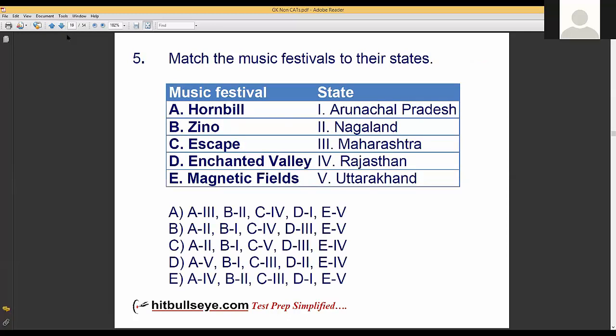Next, match the music festivals to their respective states. So this is a tough question. The Hornbill Festival is celebrated in Nagaland. The Ziro Festival is there in Arunachal Pradesh. Escape is celebrated in Uttarakhand. Enchanted Valley is of Maharashtra, and Magnetic Fields is of Rajasthan. So the answer here is C.